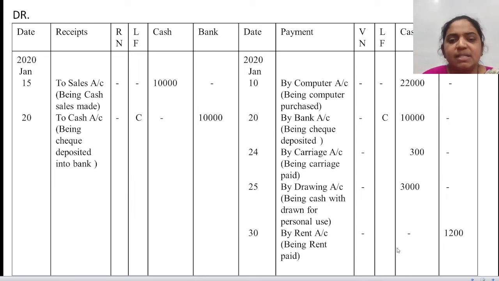That means on the credit side, you will write date 30 by rent account. Amount in the bank column 1,200. Being rent paid. Got it, everyone? Yes or no? Okay. So that was the problem.